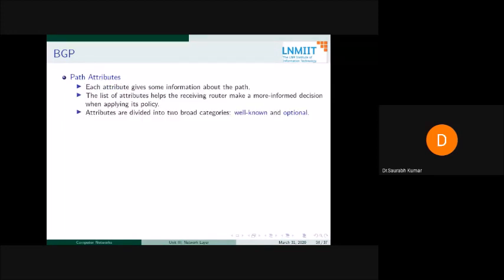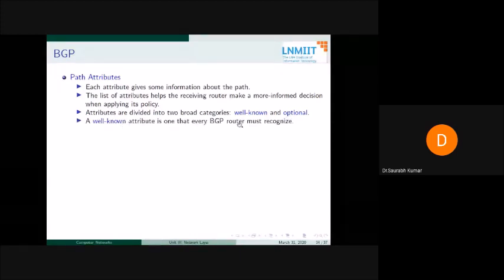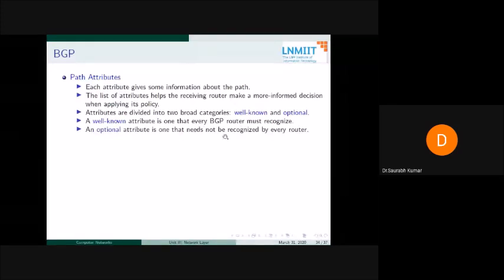Now how do you define paths? I have already told you that you can define paths based on the different requirements of the organization. But we have 2 broad categories of path attributes. One is well-known and second is optional. So what is a well-known attribute? It is one that every BGP router must recognize. It is known by each and everyone. What is optional? It need not be recognized. Whenever it is required, you do that.